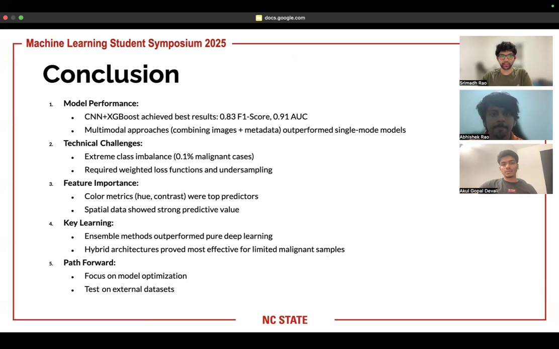We tackled the extreme class imbalance using weighted loss and undersampling, since malignant cases were less than 0.1% of the dataset. Interestingly, features like color contrast and hue variation emerged as strong predictors, while spatial metadata from total body photography also showed good importance. In conclusion, hybrid architectures proved most effective, especially under data constraints. Moving forward, we aim to optimize the model further and validate on external datasets to ensure robustness in real-world applications.